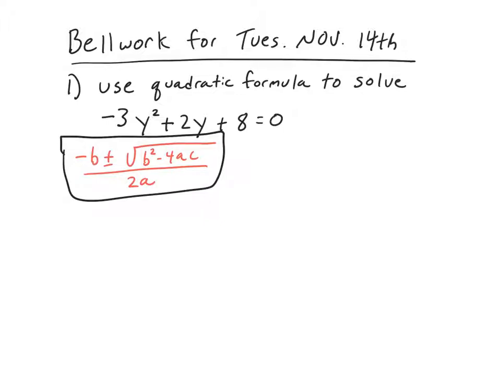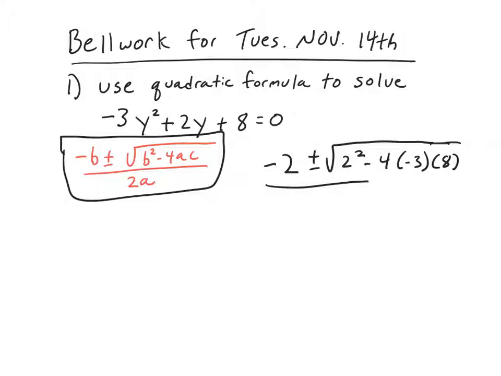So negative b would be negative 2, and plus or minus, and b squared would be 2 squared, and minus 4 times a, which is negative 3, and times c, which is 8. And the whole thing is over 2 times a, so 2 times negative 3.